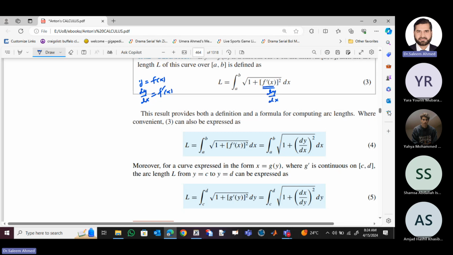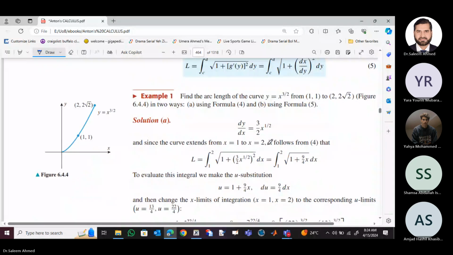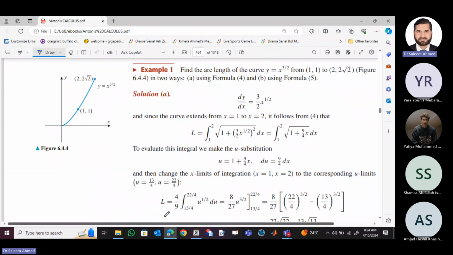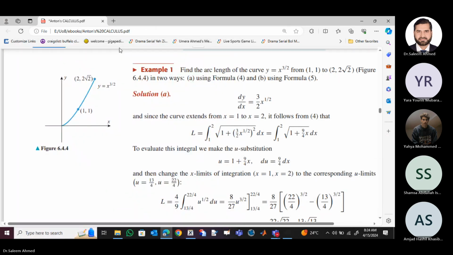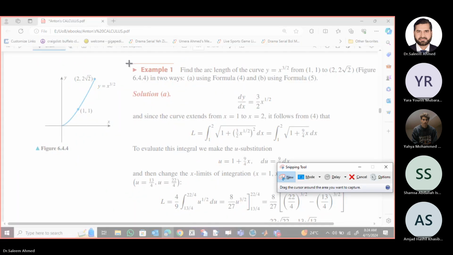So now, this example, find the arc length. Example 1.